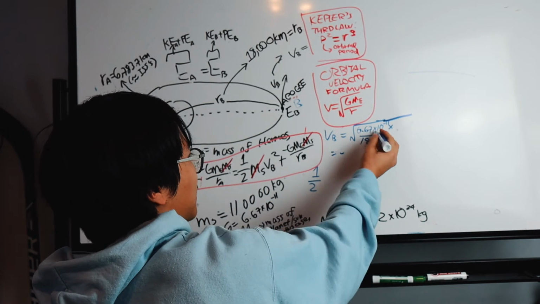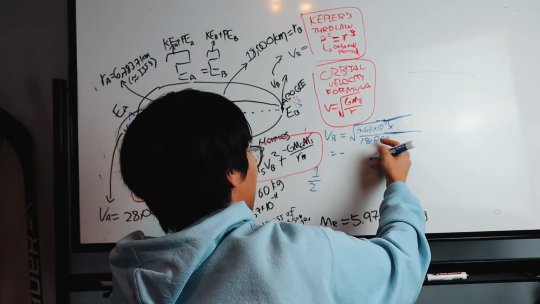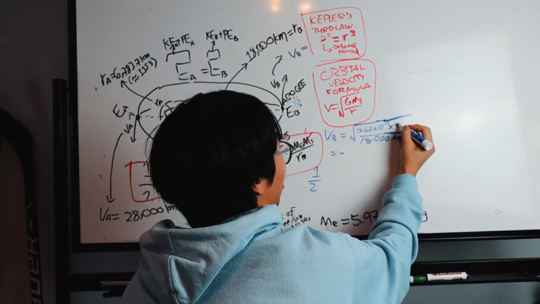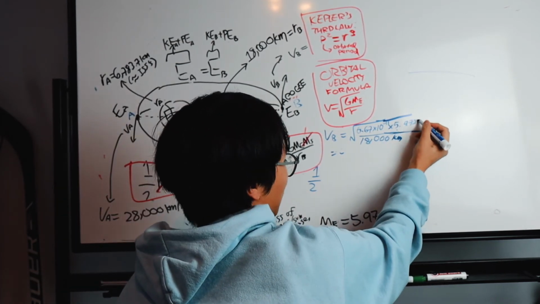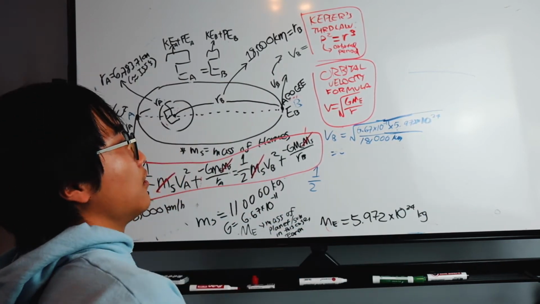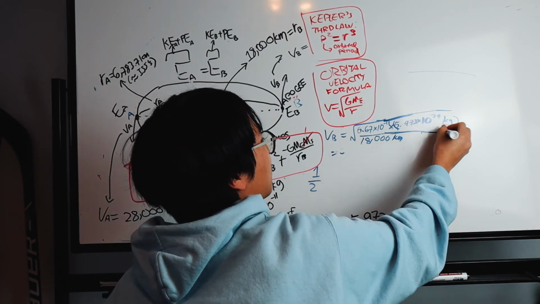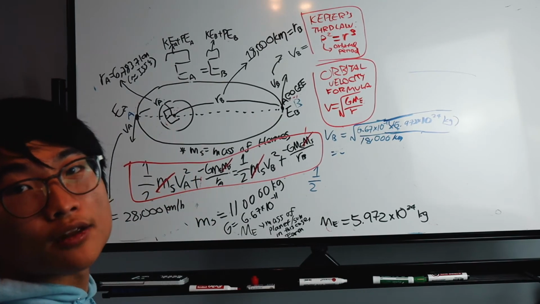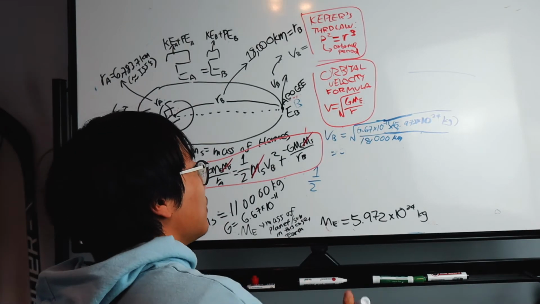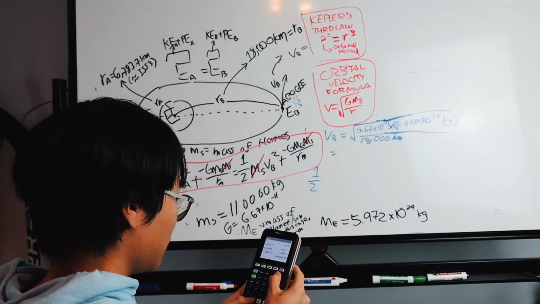So 6.67 times 10 to the power of negative 11 times, we just have to say, so 18,000 is in kilometers, and we just have to say 5.972 plus 10.4, and this is going to be in kilograms. So we just have to do that. In this case, you just have to remember that if you're using kilo, you just have to be consistent. From start to end, you just got to use kilo straight up. So here, we just have to calculate this whole thing.